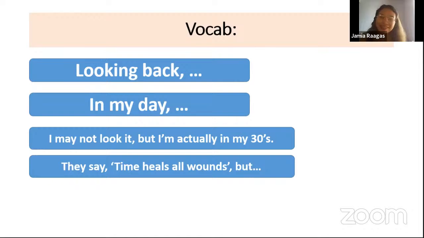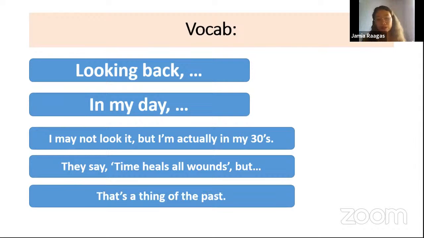Okay, so maybe at the time you have difficulty dealing with that kid, but now it's okay, you get along together well now. So that means time heals all wounds. Time is okay to heal, or to say it's okay now. And this one, that's a thing of the past.